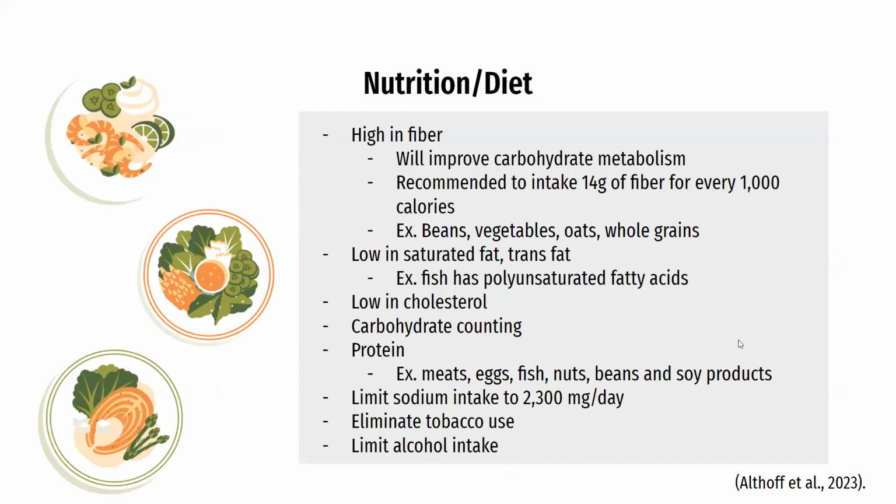Continuing, a nutritious diet for diabetic patients would include a high fiber diet, about 14 grams of fiber for every 1,000 calories. Some high in fiber foods are beans, vegetables, and whole grains. Having a low intake of saturated fats and trans fat and replacing it with something like fish, which has polyunsaturated fatty acids. Maintaining a low cholesterol. If recommended, people could begin carbohydrate counting to limit the amount of carbohydrates they intake and at which speed. Eating protein like meat, eggs, and fish.